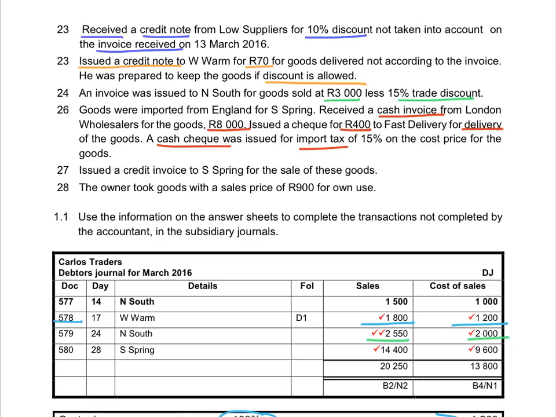When we calculate this import tax, we will not calculate it on the delivery fee. It is calculated on the cost price. So the 15% will be calculated on the 8,000 Rand.